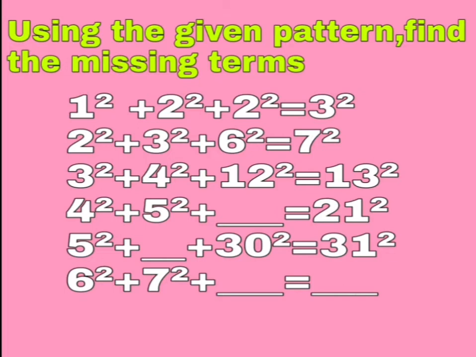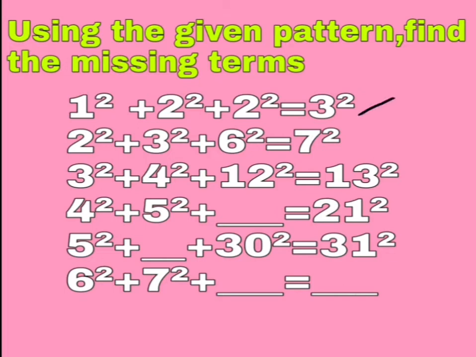1 square plus 2 square plus 2 square is equal to 3 square. 2 square plus 3 square plus 6 square is equal to 7 square. 3 square plus 4 square plus 12 square is equal to 13 square. 4 square plus 5 square plus dash is equal to 21 square. 5 square plus dash plus 30 square is equal to 31 square. 6 square plus 7 square plus dash is equal to dash. We have to fill in the blanks.